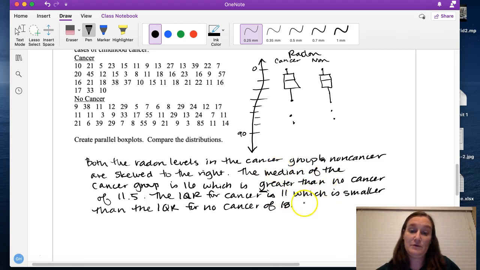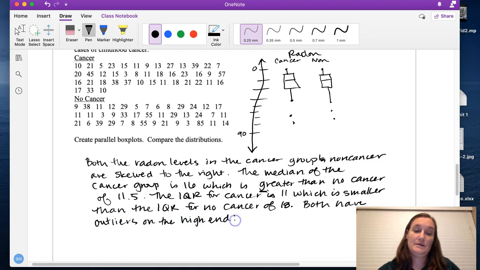And obviously both have outliers on the higher end. All right, so that's chapter 4. That's pretty easy.